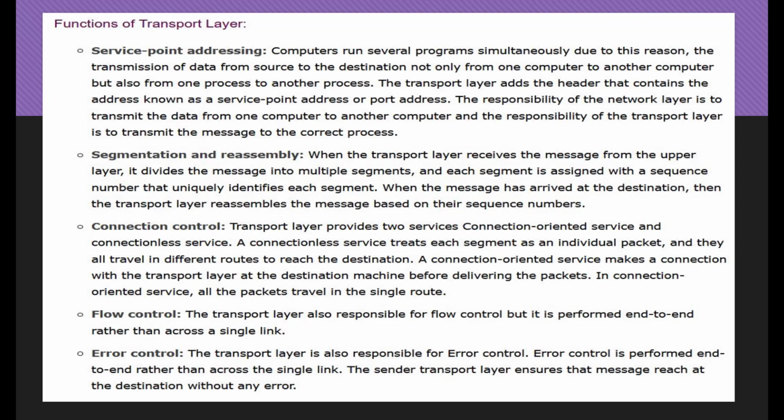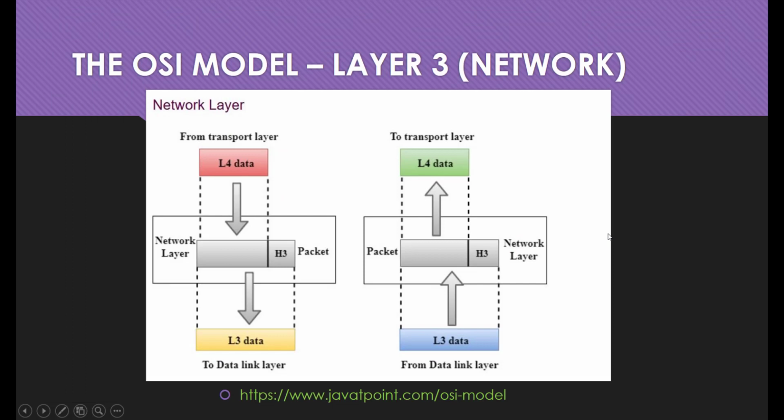So we can see other functions of the transport layer like service point addressing, segmentation and reassembly, connection control, flow control, and error control. So you can pause the video and take time to read this and research more about them. Then after the transport layer, we now have layer 3, which is the network layer.